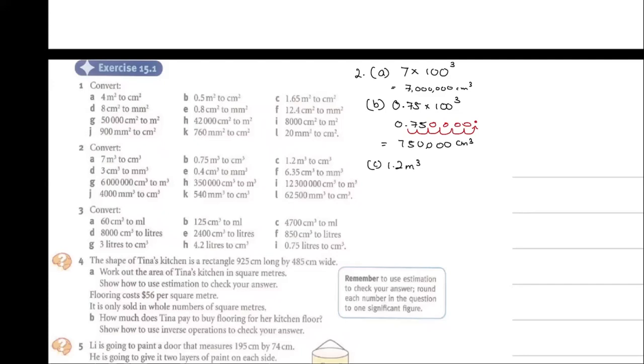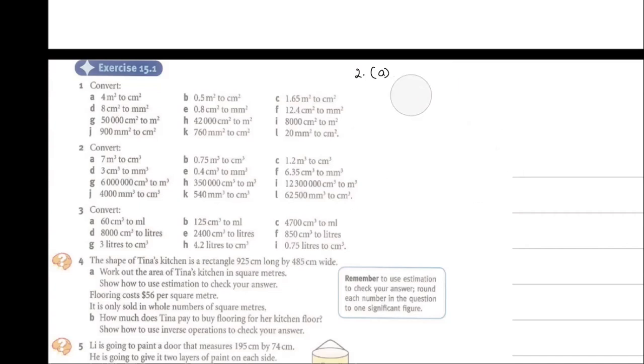Next, question C. 1.2 cubic meters, so times 100 cubed. So it's actually 1,200,000. Okay, so ABC done.